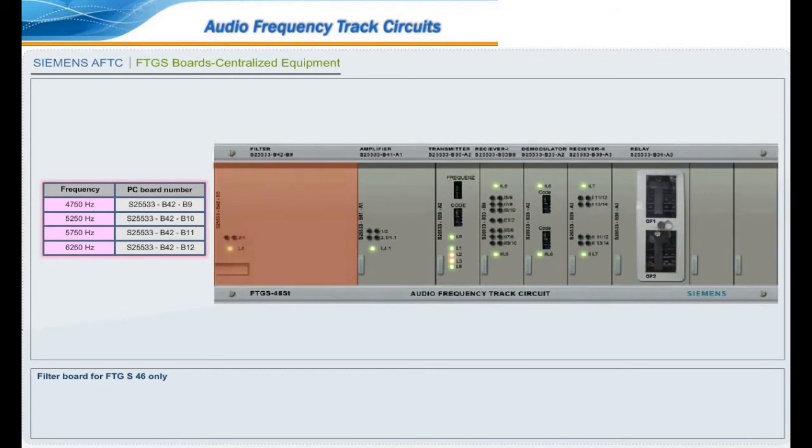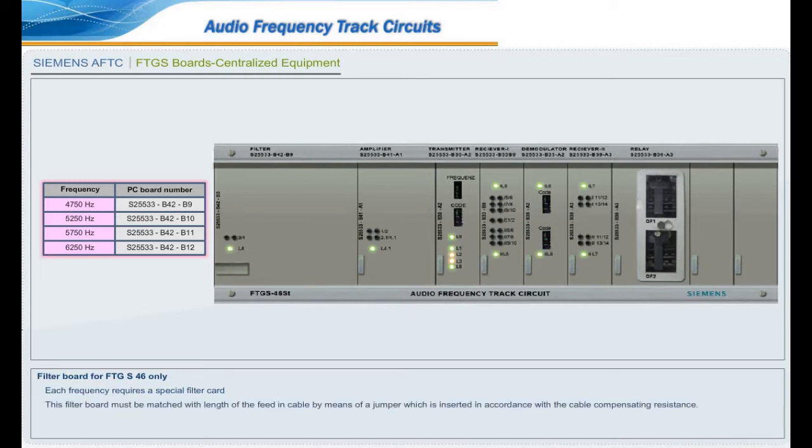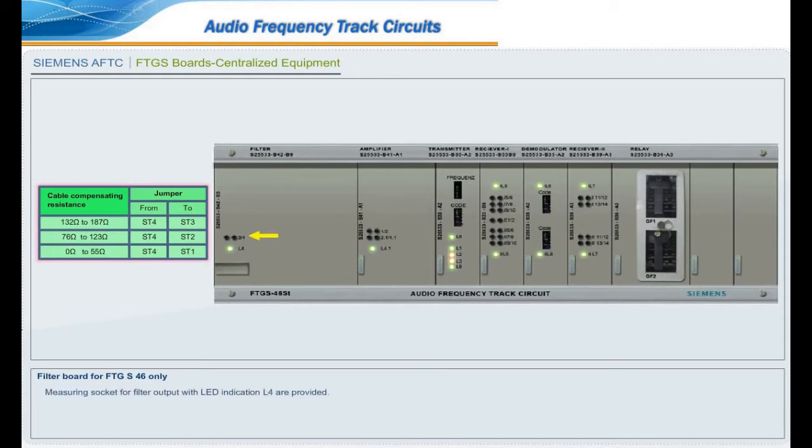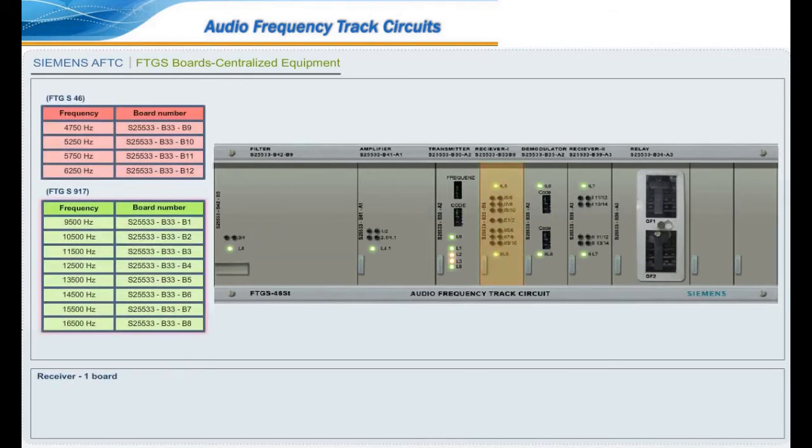Filter board for FTG S46 only. Each frequency requires a special filter card. This filter board must be matched with length of the feed in cable by means of a jumper which is inserted in accordance with the cable compensating resistance. The jumpers are specified in this table. Measuring socket for filter output with LED indication L4 are provided.